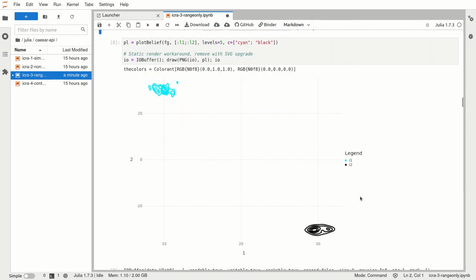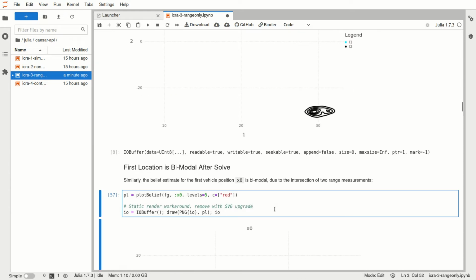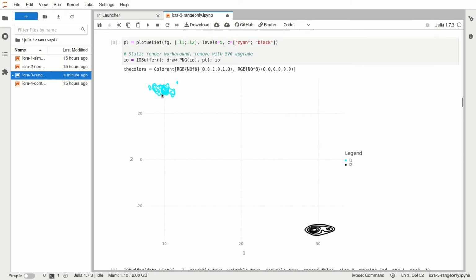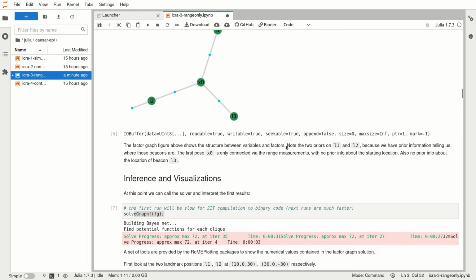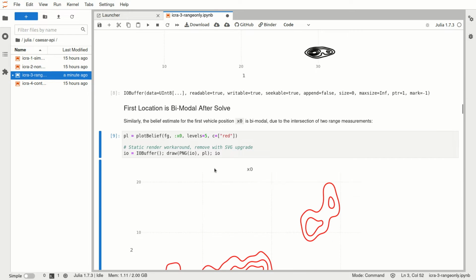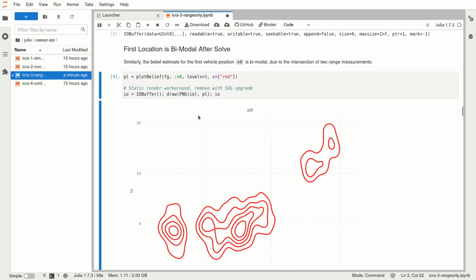All right, so here's a visualization. Maybe I should start the next one to also compile ahead. Here are the 2 known landmarks, L1 up here in cyan and L2 in black down here at 10, minus 25. These are the 2 known landmarks, right? And then we had range measurements from those 2 landmarks, which we expect to intersect somewhere between them. Let's have a look if we see that, and we do. So let's plot the belief on the first pose, x0.